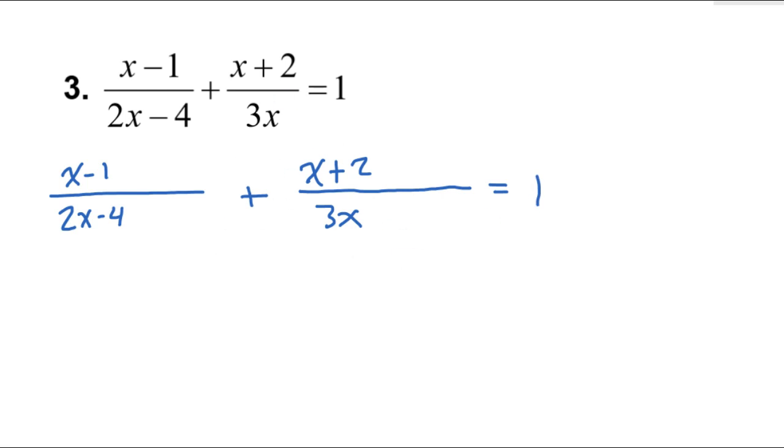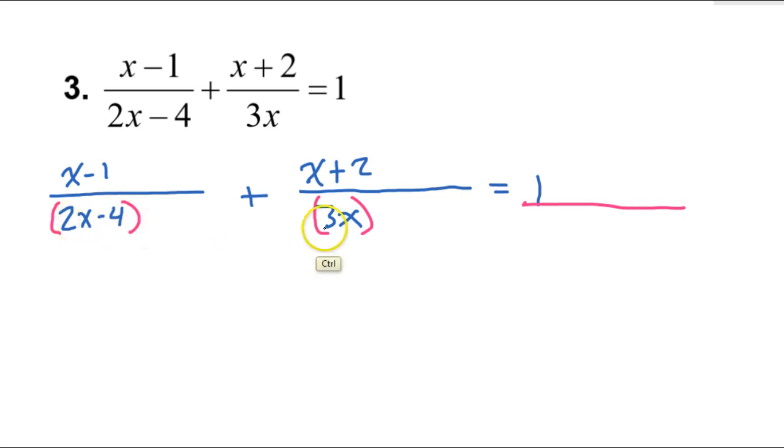Okay, I just spread things out a little bit so you can better see what I'm about to do. So look at the denominators that I have. I have 2x minus 4 and I have 3x. Okay, all of these terms need to have that same denominator.